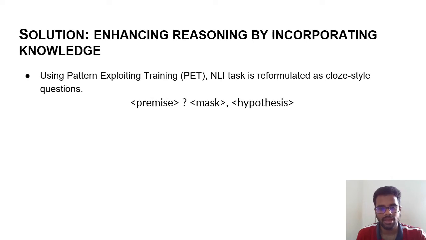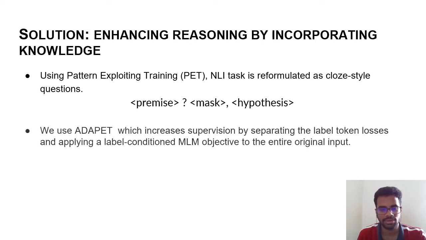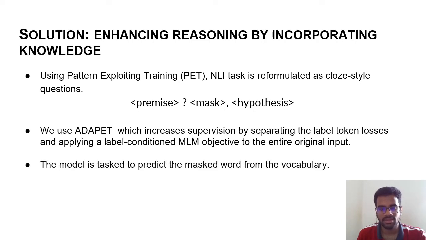Here we reformulate the tabular NLI task as closed-style questions and perform gradient-based fine-tuning using a more supervised pattern exploiting training approach. The model is tasked to predict the masked word from the vocabulary, and more supervision is achieved from the label token loss and by applying a label condition masked language modeling objective.